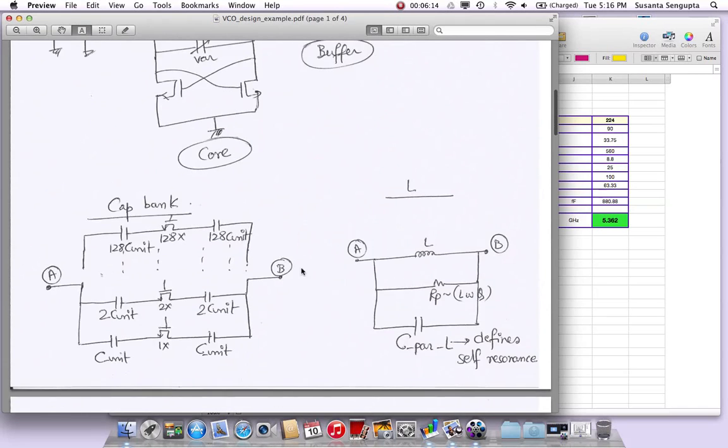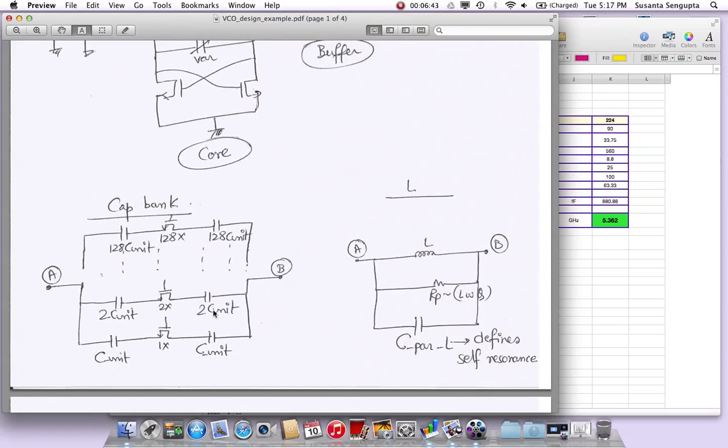And since we are talking about the cap bank, what I'm going to use in this design is an 8-bit binary cap bank. The smallest branch is what I'm calling C unit. This is mostly going to be a metal cap. Then you're going to have some sort of an NMOS switch of 1x size. So 2 C units are in series, so the effective smallest capacitance becomes C unit by 2. Okay, so this is my smallest branch, or the LSB.